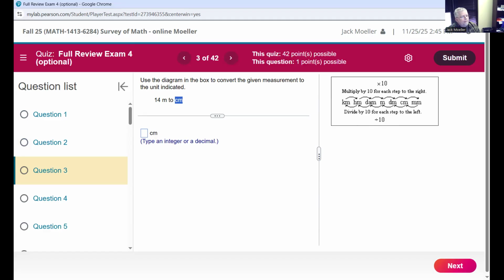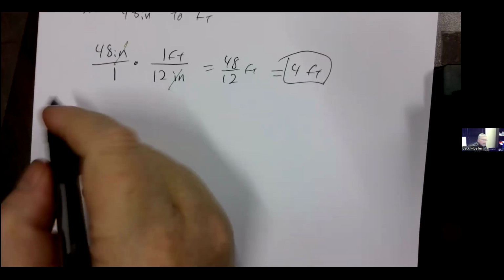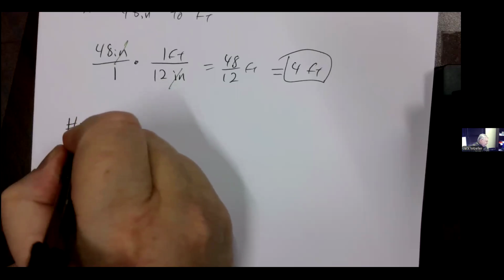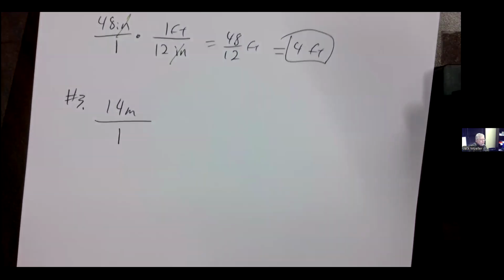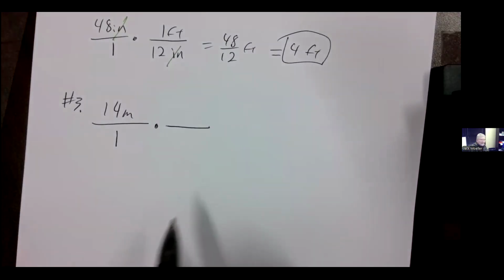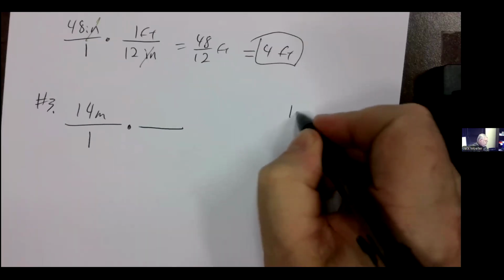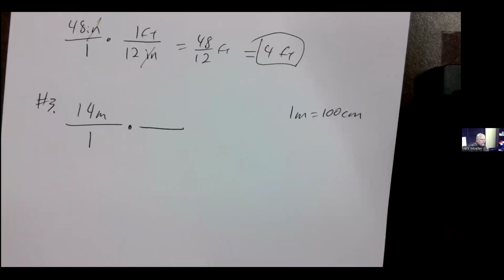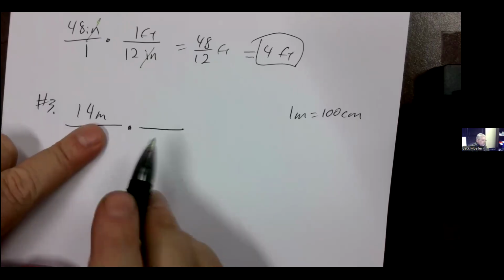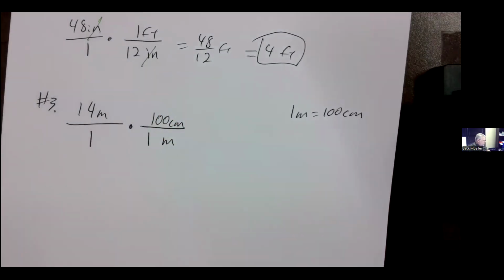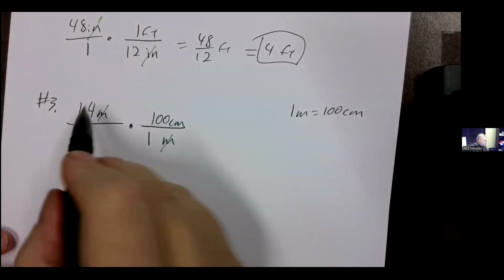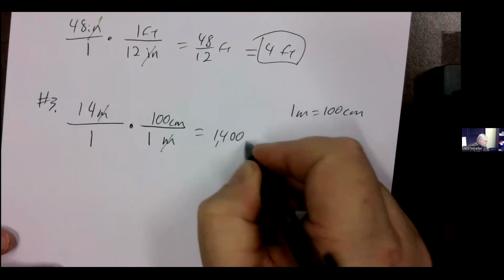So to set that up, as always, go with what you're starting with over 1. This is number 3. We have 14 meters. We want to go to centimeters. So start with 14 over 1. Now, centi means 100. So you should know that 1 meter is 100 centimeters. So what's going to go on bottom? Well, we need to get rid of meters, so meters goes on bottom, and 1 meter is 100 centimeters. Meters cancel, we're left with centimeters. So in this case, we're multiplying by 100. 14 times 100 is 1,400 centimeters.